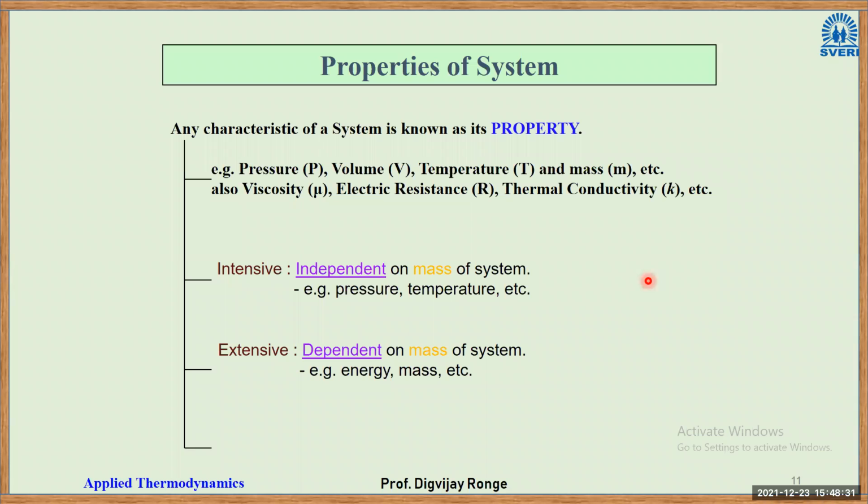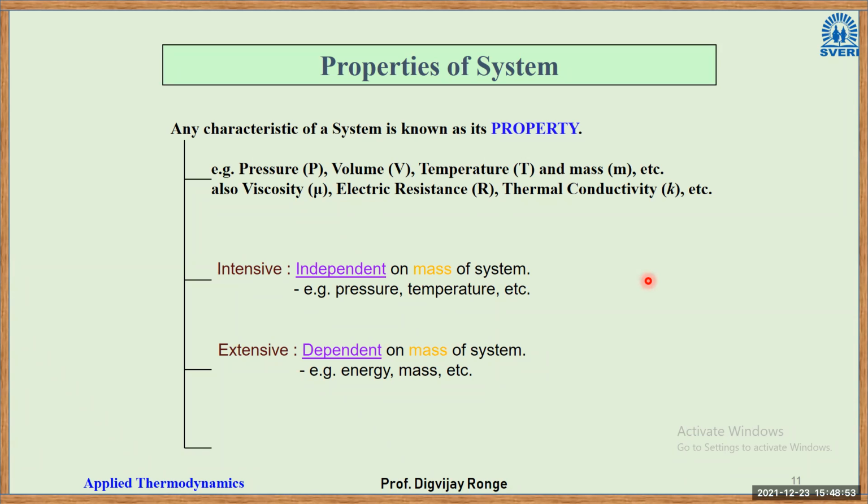Or you can take the example of density. If you take a big piece of paneer, cut it into small pieces and measure the density of each piece, the density will remain the same, right? Density is a property, so it is an intensive property. It is independent of the mass. But on the other hand, we have extensive properties, which are dependent on the mass of the system.